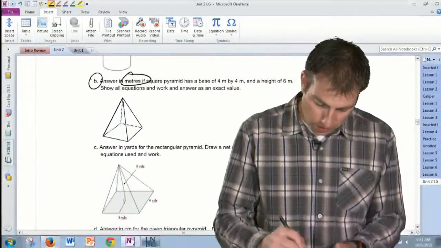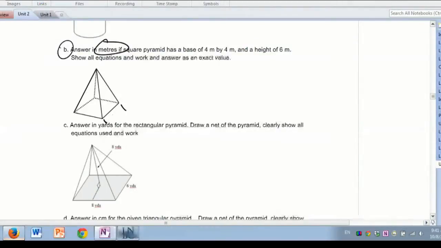So we know it's a square base. I'm going to write in my numbers here. So this is 4 meters. This is 4 meters. And it says the height is 6. So that gives me the height. And the answer is in meters, I don't know where I got millimeters from. Just caught on that last question, I guess.